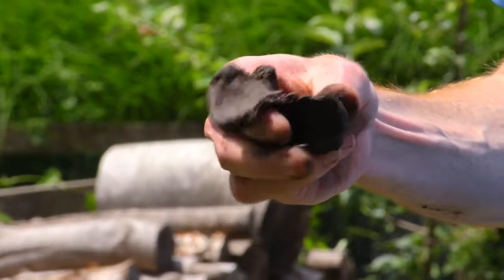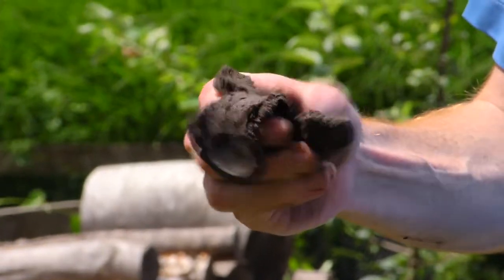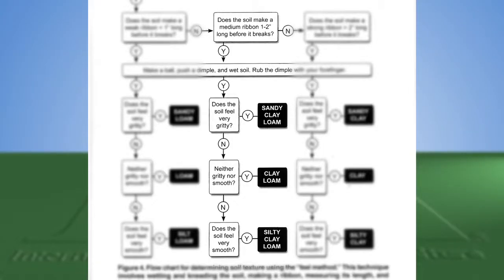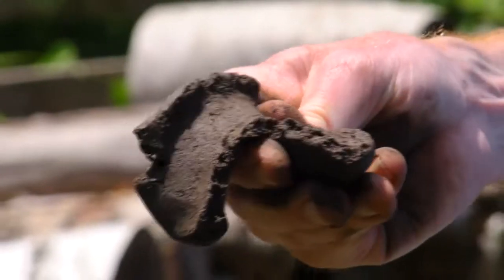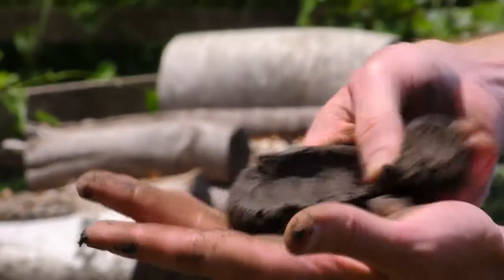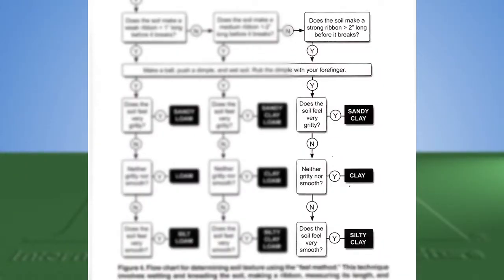If the soil makes a ribbon between 1 and 2 inches before it breaks, follow the chart's second column, which includes sandy clay loam and silty clay loam. If the soil makes a ribbon longer than 2 inches before it breaks, follow the chart's third column, which includes sandy clay and silty clay.